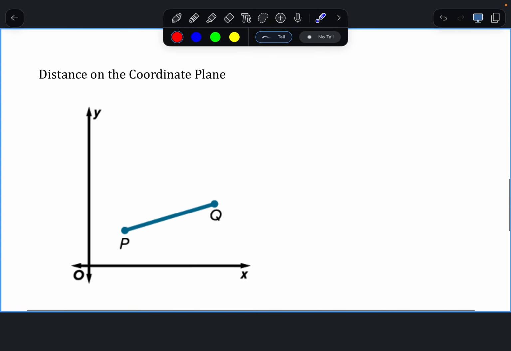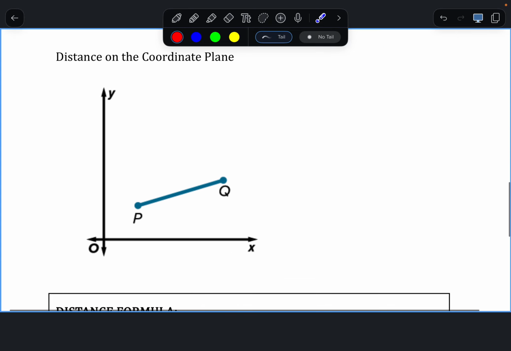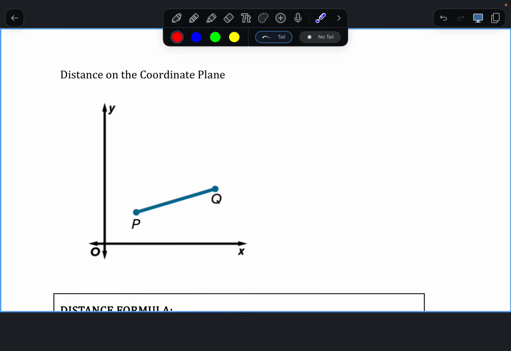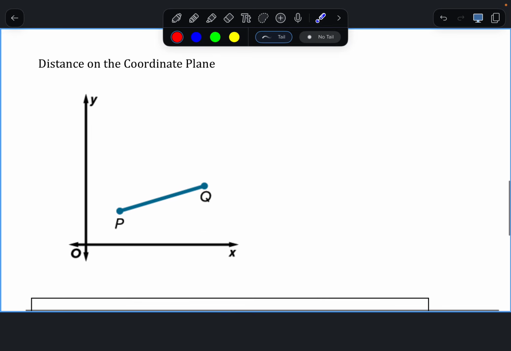All right, turn the page. So I have line segment PQ, right? And I want to find the distance between P and Q. So this red segment here, I want to find that length.